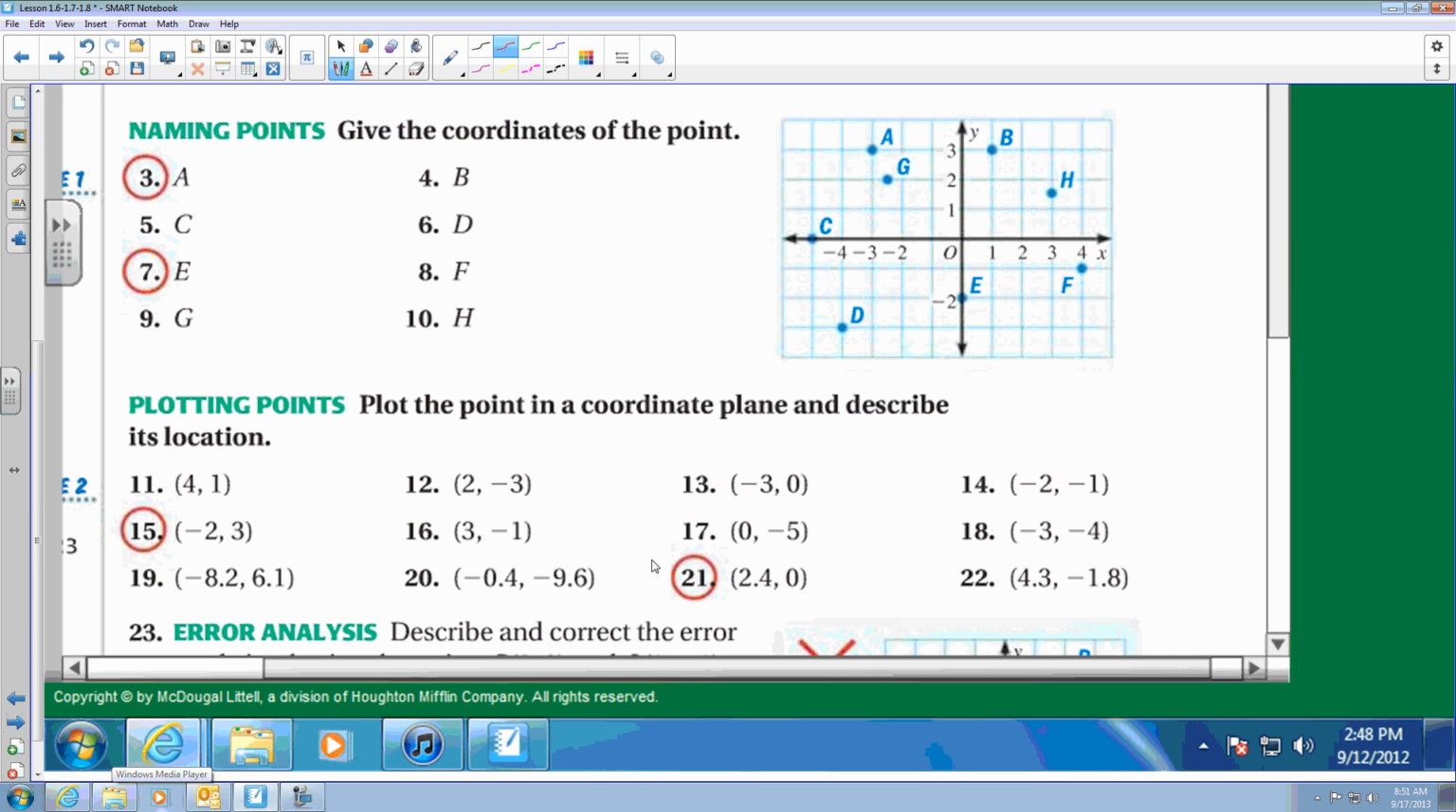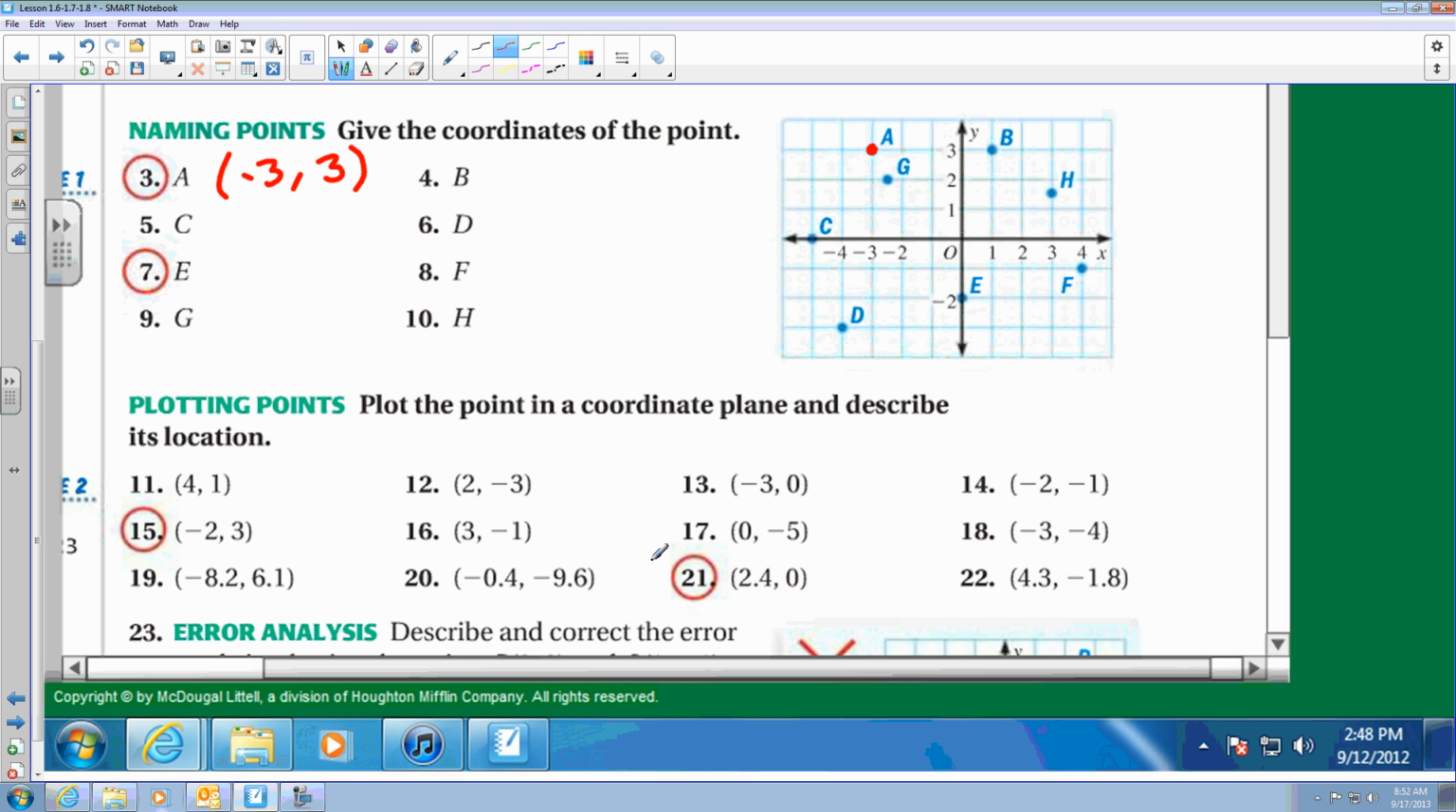For examples 3 through 10, they want me to identify the coordinates of the points. So the first one I look at is A, which is right here. It's to the left of 0, so it's going to be a negative x value. And it looks like it's a negative 3. And then it's above the origin, and it's moved up 3 units. So my coordinates for A are negative 3, comma 3.